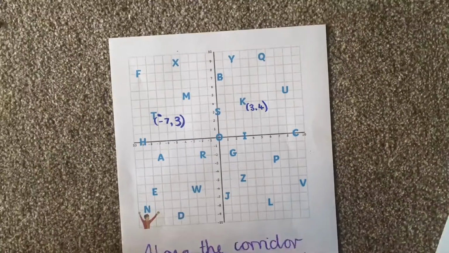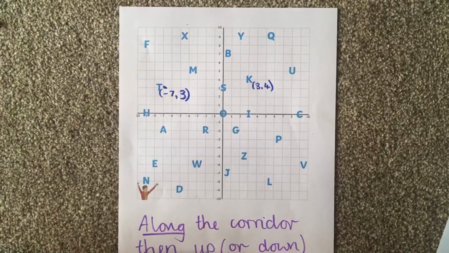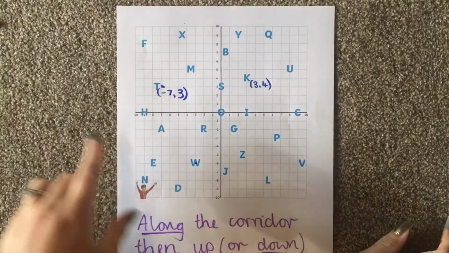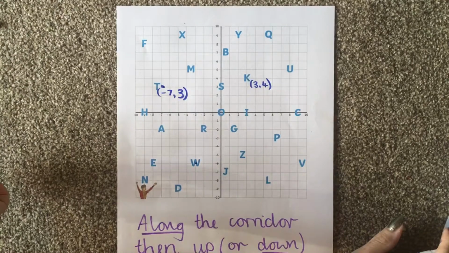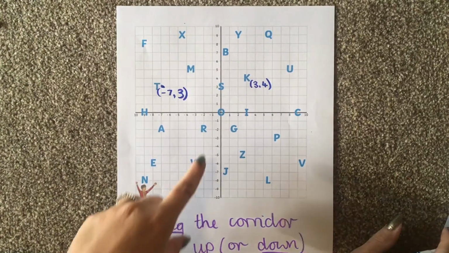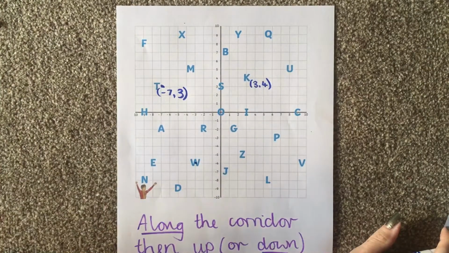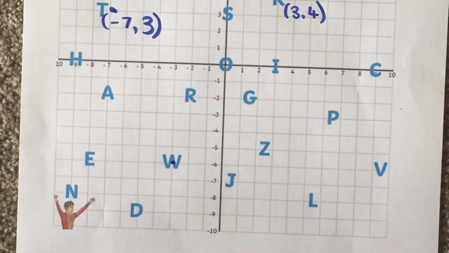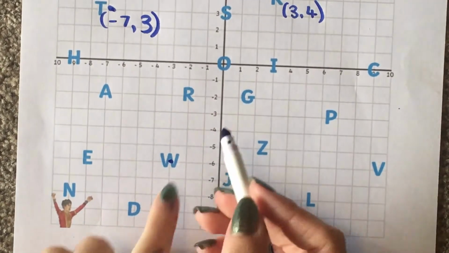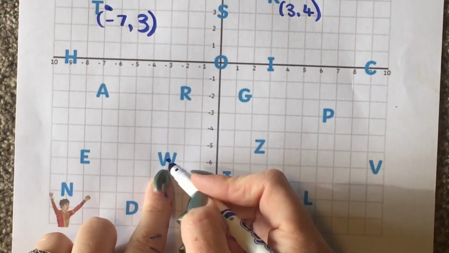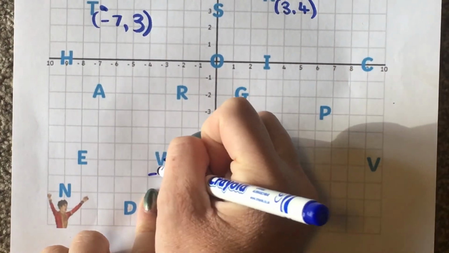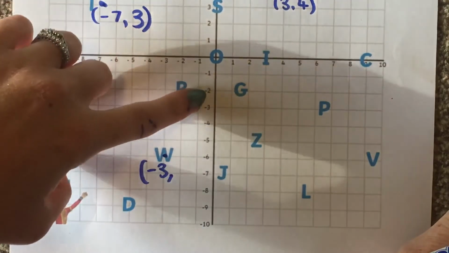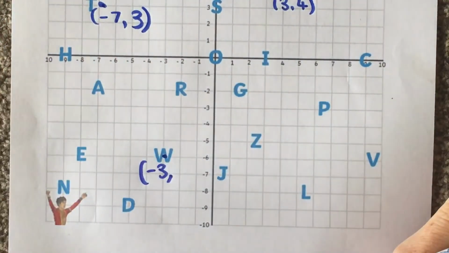What about if you were to look at, say, W? W's down there. And I might think to myself, right, well, how would I get to W? Because it's in negative numbers both times. Well, it's not a problem. It works just the same way. Follow that same rule that we go along the corridor and then up, or sometimes down, the stairs. So how far along our corridor is W? It's on -3. And then how far down our stairs has W gone? It's on -6.